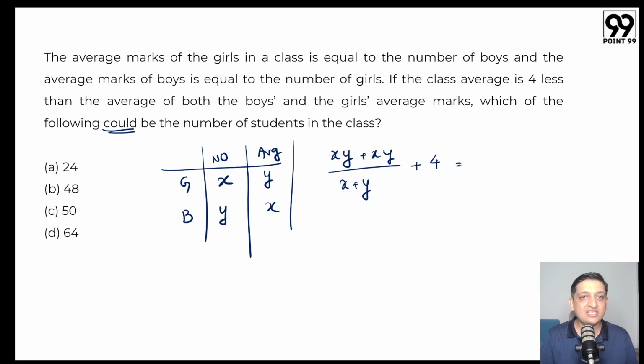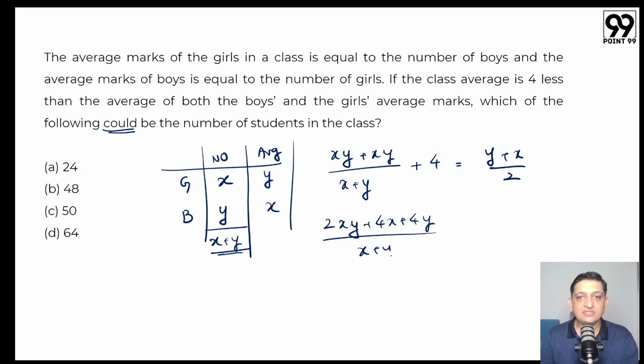Average marks of girls is Y, average marks of boys is X, and because there are two categories here, I will simply do Y plus X divided by 2. That is what I'm going to get. I need to figure out the number of students in the class, which is going to be X plus Y. So in this particular case, if I just simplify things, I'm going to get (2XY plus 4X plus 4Y) divided by (X plus Y) is equal to (X plus Y) divided by 2. It's the same thing I've written, just that I have condensed a few things here and there.